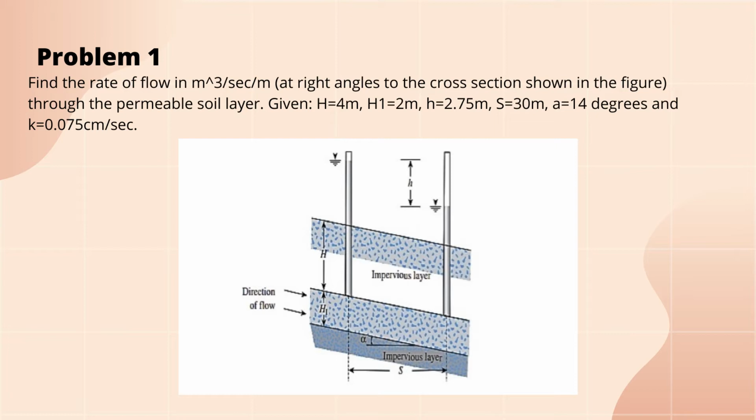In the figure, S is equal to L cosine alpha. We can use this relationship in order to solve for L. Now, since S is equal to L cosine alpha, we can divide both sides by cosine alpha. Now, L is equal to S over cosine alpha.